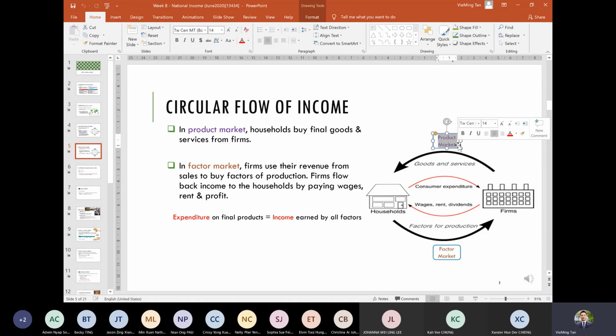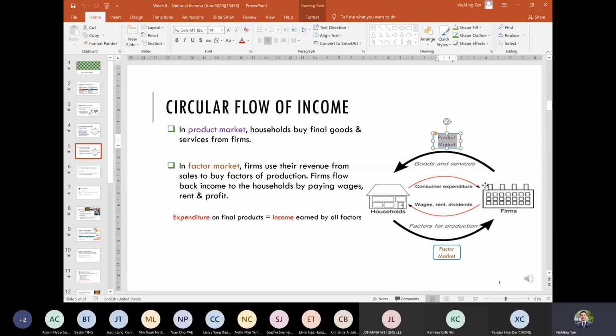Product market refers to the goods and services. So in the product market, the household, the consumer, will buy goods and services from the firm. In return, the firms get revenue from the household or consumer. So this happens in the product market.